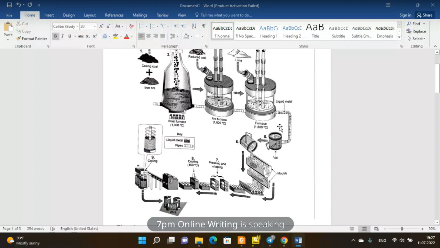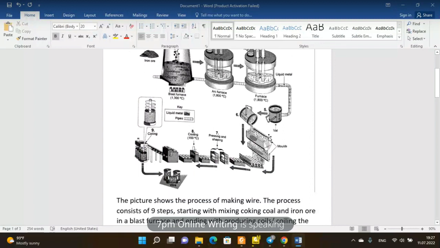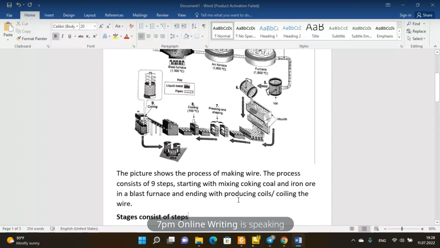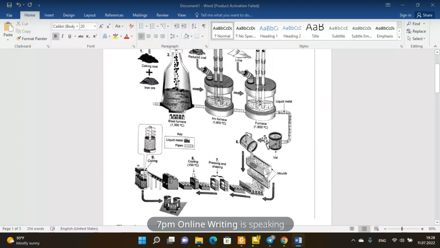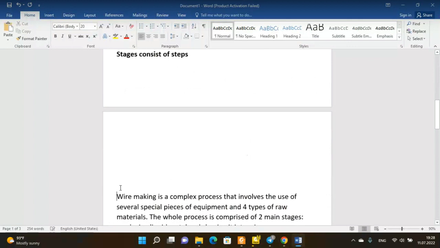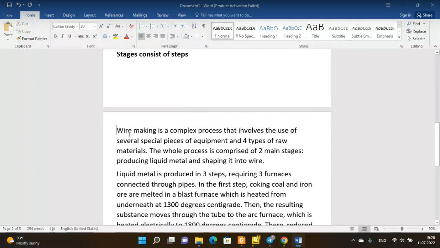So maybe production of liquid metal and then production of wire, actual wire. I don't know, because we need to have something that we can use, like a brief, but at the same time, solid stage names, right? Well, let me look at this prepared version here. So, all right. So that was your introduction and the conclusion, right?